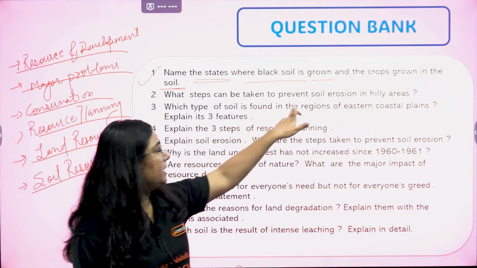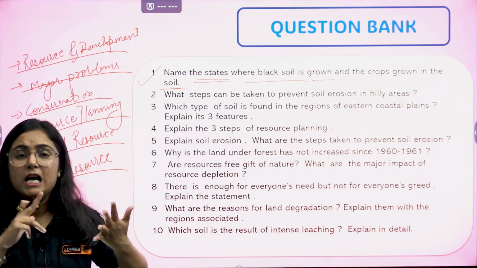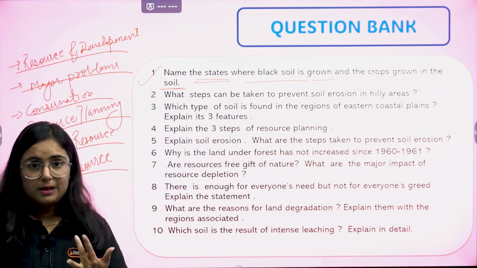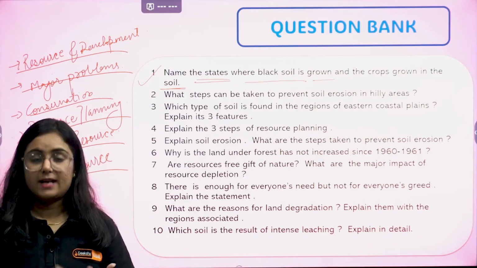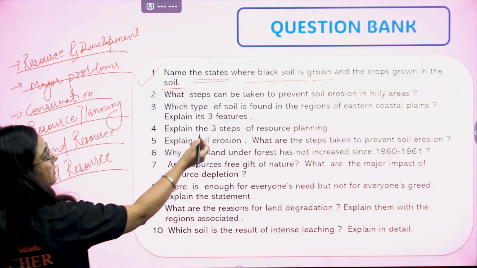What steps can be taken to prevent soil erosion in hilly areas? Just now I told you, right? Shelter belts. We can create shelter belts. Strip cropping, terrace farming, contour ploughing, right? This can be done. Explain three steps.